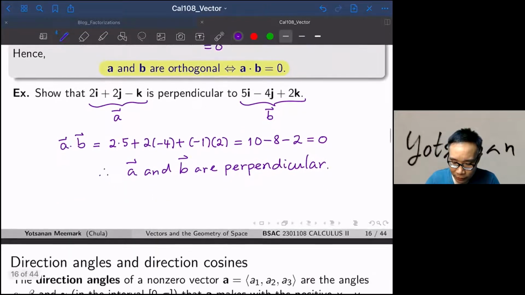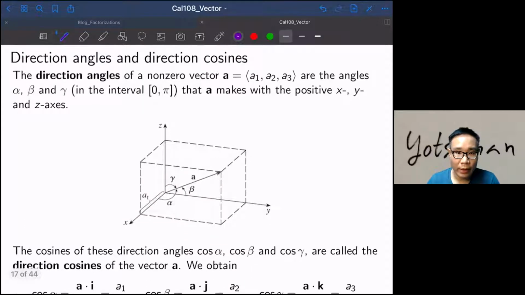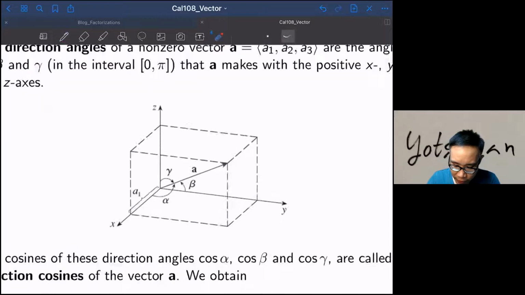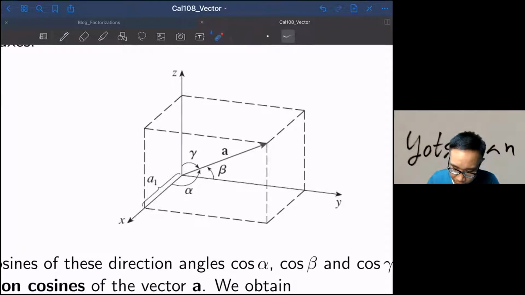The next topic is the direction angles and the direction cosines. The direction angles are the angles that a vector makes with the x-axis, the y-axis, and the z-axis. From this picture, you see vector A makes the angle alpha with the x-axis, the angle beta with the y-axis, and the angle gamma with the z-axis. We'd like to determine alpha, beta, and gamma, which are called the direction angles.